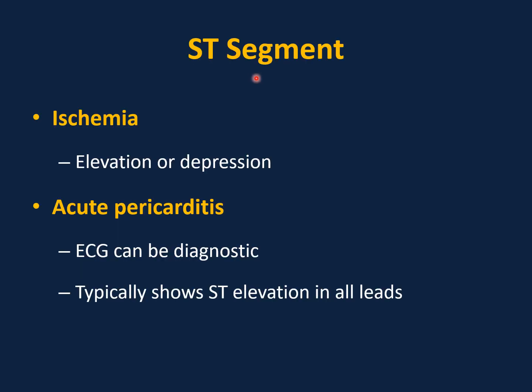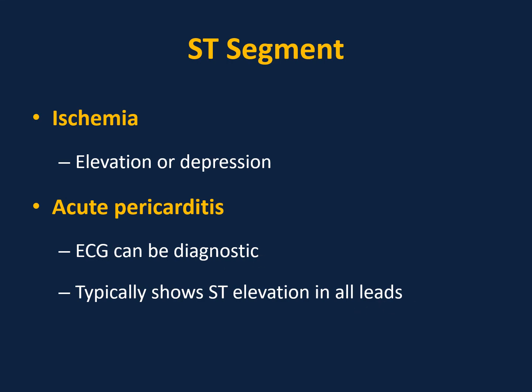ST segment evaluation. Cardiac ischemia is rare in children, but this can be seen in cases of anomalous coronary artery, premature coronary artery disease, like in cases of homozygous familial hypercholesterolemia, and this can show elevation or depression in the ST segment. Acute pericarditis, you will see ST segment elevation in all leads.